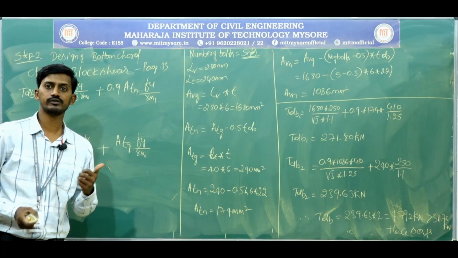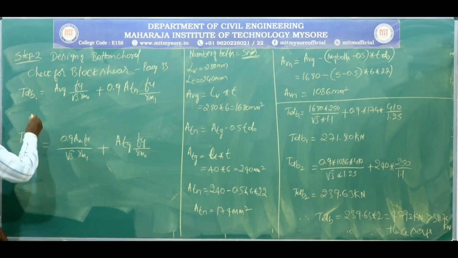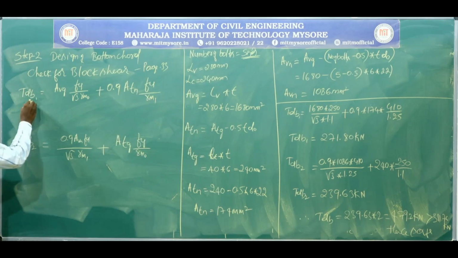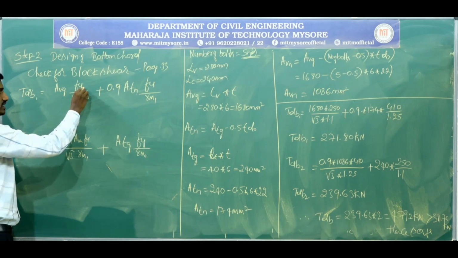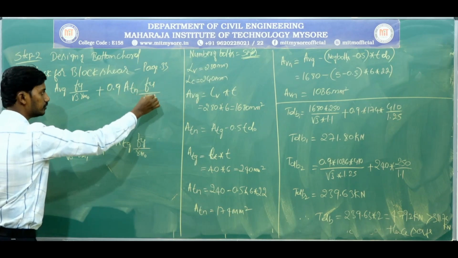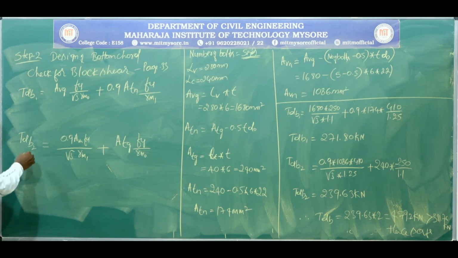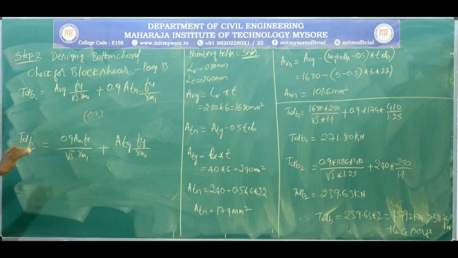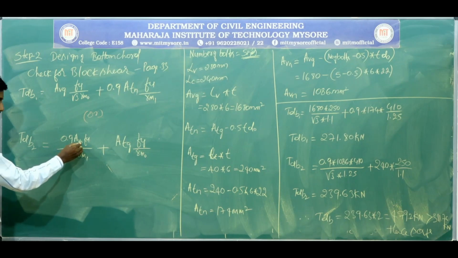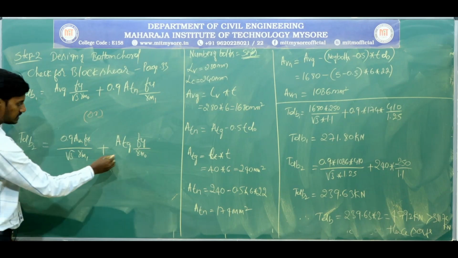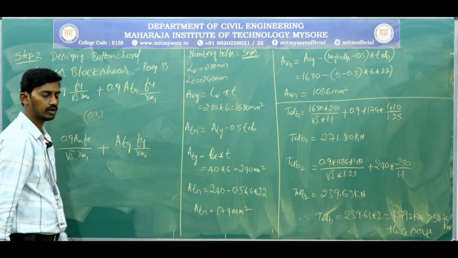So the next step is block shear failure. Under block shear failure, this is the formula which is available on page number 33 of IS 800. Tdb1 is equal to Avg Fy by root 3 gamma m0 plus 0.9 Atn Fu by gamma m1, and also Tdb2 is 0.9 Avn Fu by root 3 gamma m1 plus Atg Fy by gamma m0. You can use either, but the least of these values will be considered for the design.